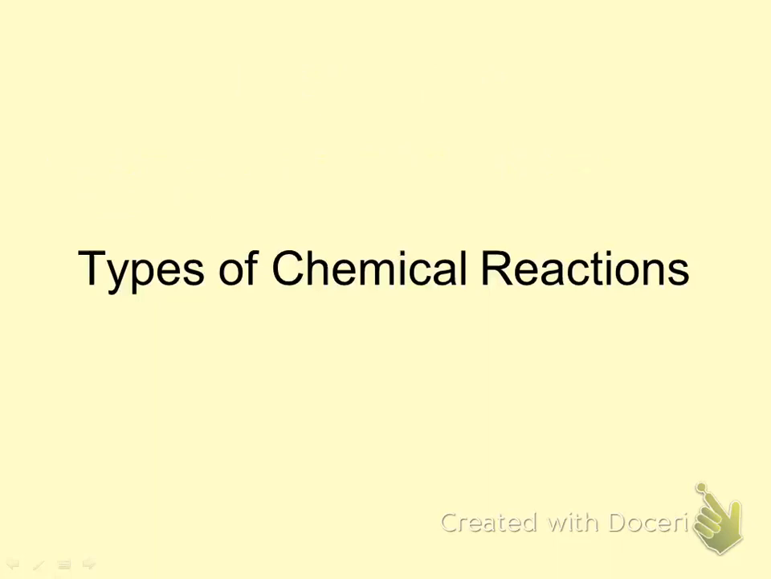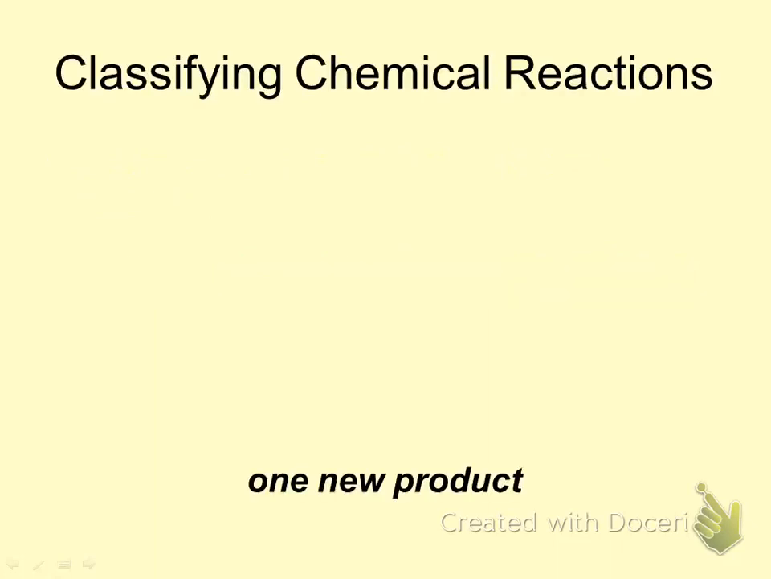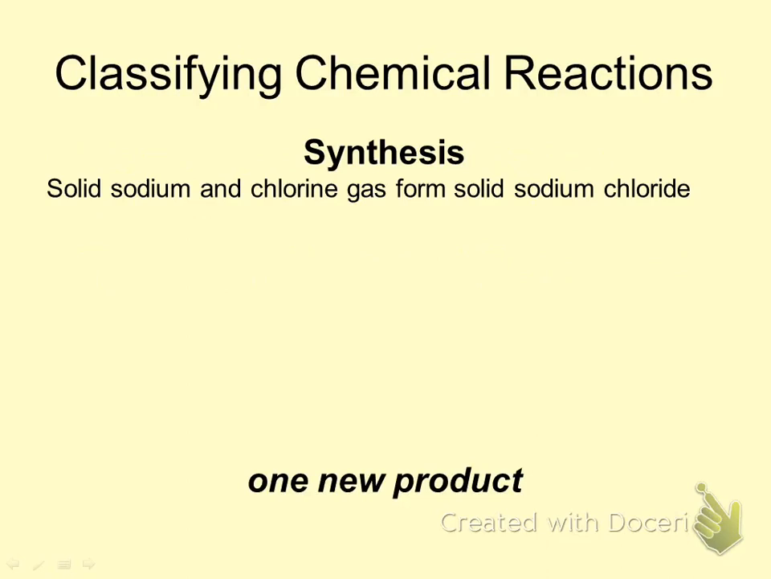Our first example that we're going to use for these types of chemical reactions is the synthesis reaction. Now, the characteristic that we'll use, and you can find this on your guided notes, for a synthesis reaction is that there will only be one product. So an example that's given to us is solid sodium reacting with chlorine gas. In the end, we form one compound, sodium chloride.